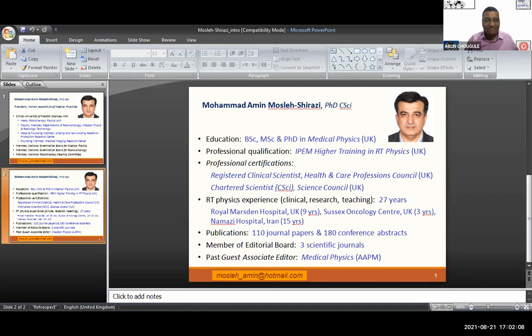Dr. Mosleh has radiotherapy physics experience. He has over 110 journal papers and over 1,800 scientific citations in the medical field. Dr. Mosleh has a few words before the talk.